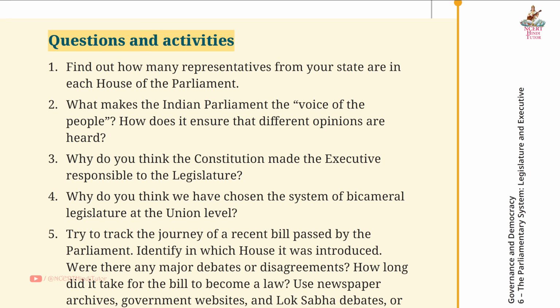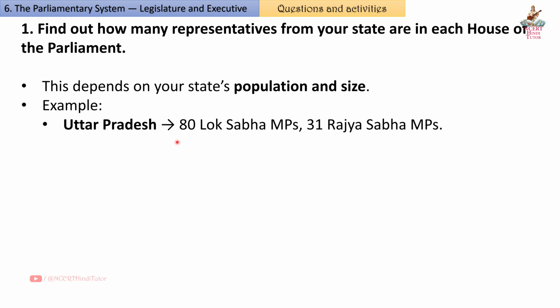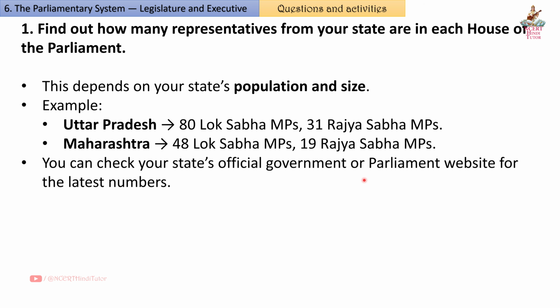Next, questions and activities. Question 1. Find out how many representatives from your state are in each house of Parliament. Answer: This depends on your state's population and size. Example: Uttar Pradesh, 80 Lok Sabha MPs, 31 Rajya Sabha MPs. Maharashtra, 48 Lok Sabha MPs, 19 Rajya Sabha MPs. You can check your state's official government or parliament website for the latest numbers. So friends, here I have provided Uttar Pradesh and Maharashtra as an example.